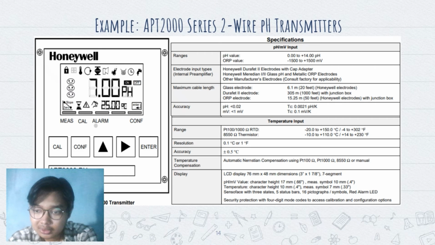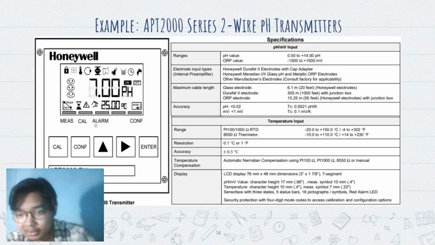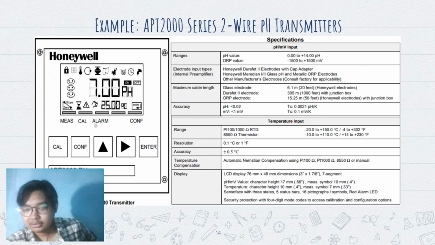Its rated enclosure is specifically designed to meet the measurement needs of intrinsically safe, non-incendive, and general purpose areas. So this is some basic specification, like ranges, electrode input types, maximum cable length, accuracy, range, resolution, and so on. And display, it has an LCD display with the dimension of 76 mm times 48 mm, and so on. We would like to go to the next slide.